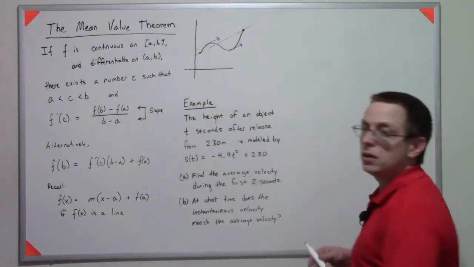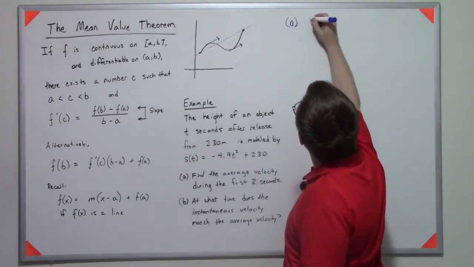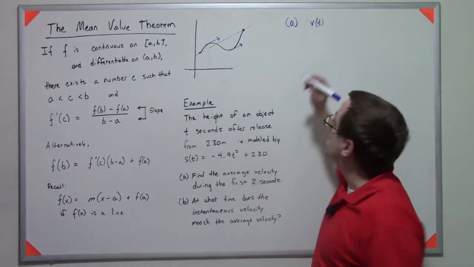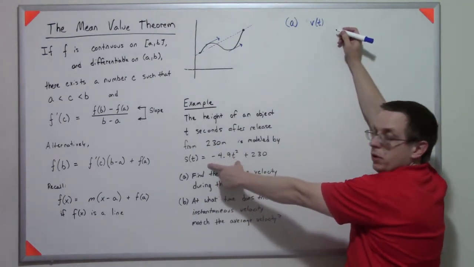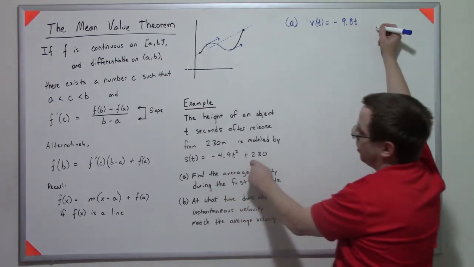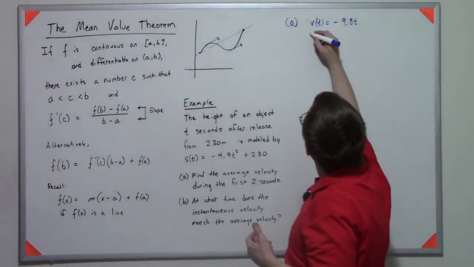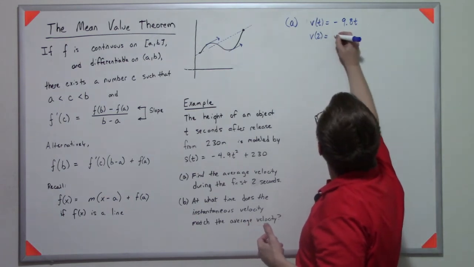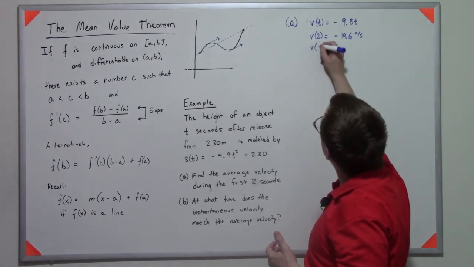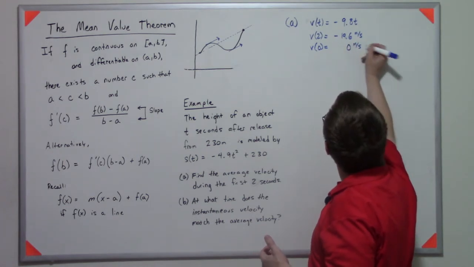So let's calculate this. The first thing I want to do is get my velocity function. So if I take the derivative of the position, you get negative 9.8 t plus 0. So what I would like to do then is get the velocity at 2 seconds, which is negative 19.6 meters per second. And I'd get the velocity at the beginning, 0 seconds, which is clearly 0 meters per second.